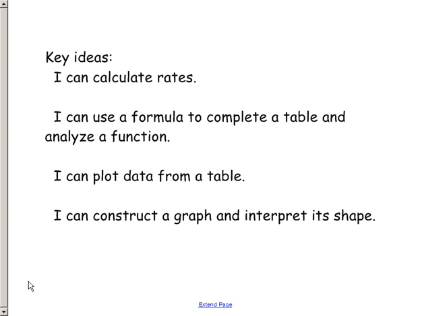Hello, fifth grade mathematicians. This is a review lesson. We covered this lesson before the holiday break, and I wanted to do a couple of videos over the holiday so that you can review before our unit test.